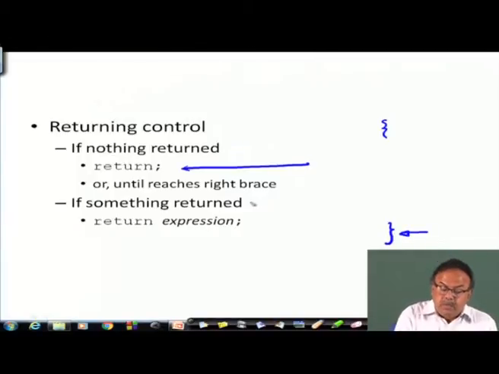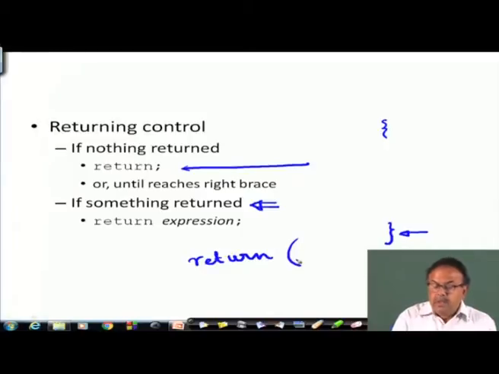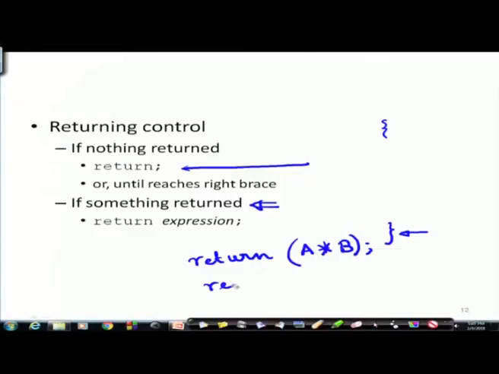But if something is to be returned, then we must put the return statement with, say, maybe return a times b, some expression, or it could be return c, or it could be something like return 0 or return 1, whatever. We have to return some expression, and an expression will also capture the constants.